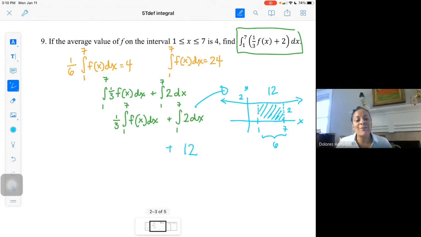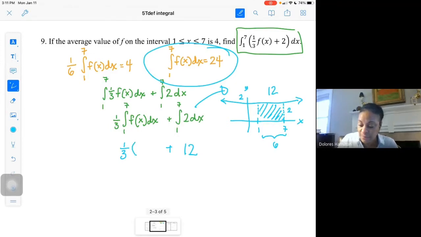Now let's look at the first integral. It's a third of that definite integral from 1 to 7 of f of x. We found from our average value information that that definite integral is 24. So we have now a third of 24 plus 12. And we get 20.